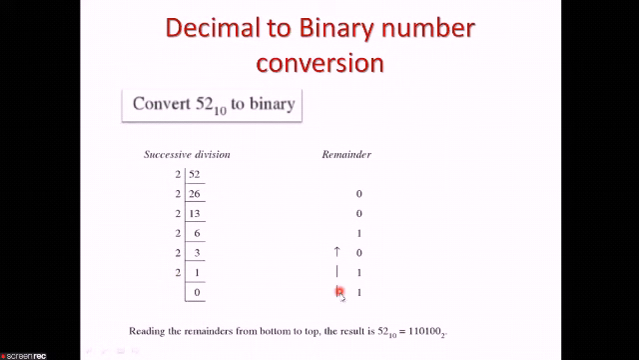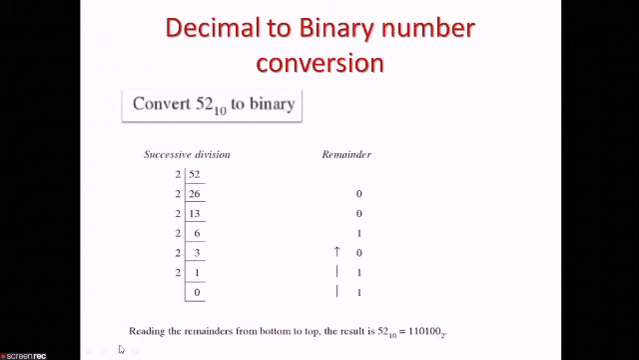Reading the remainders from bottom to top, just look here, we are reading the remainders from this direction. That's why the arrow goes from bottom to top, in the upward direction. From downwards to upwards, we are taking the remainders. So the result of 52 to the base 10 is 110100, that is 110100 to the base 2. Why is it base 2? Because we have converted it into a binary number.